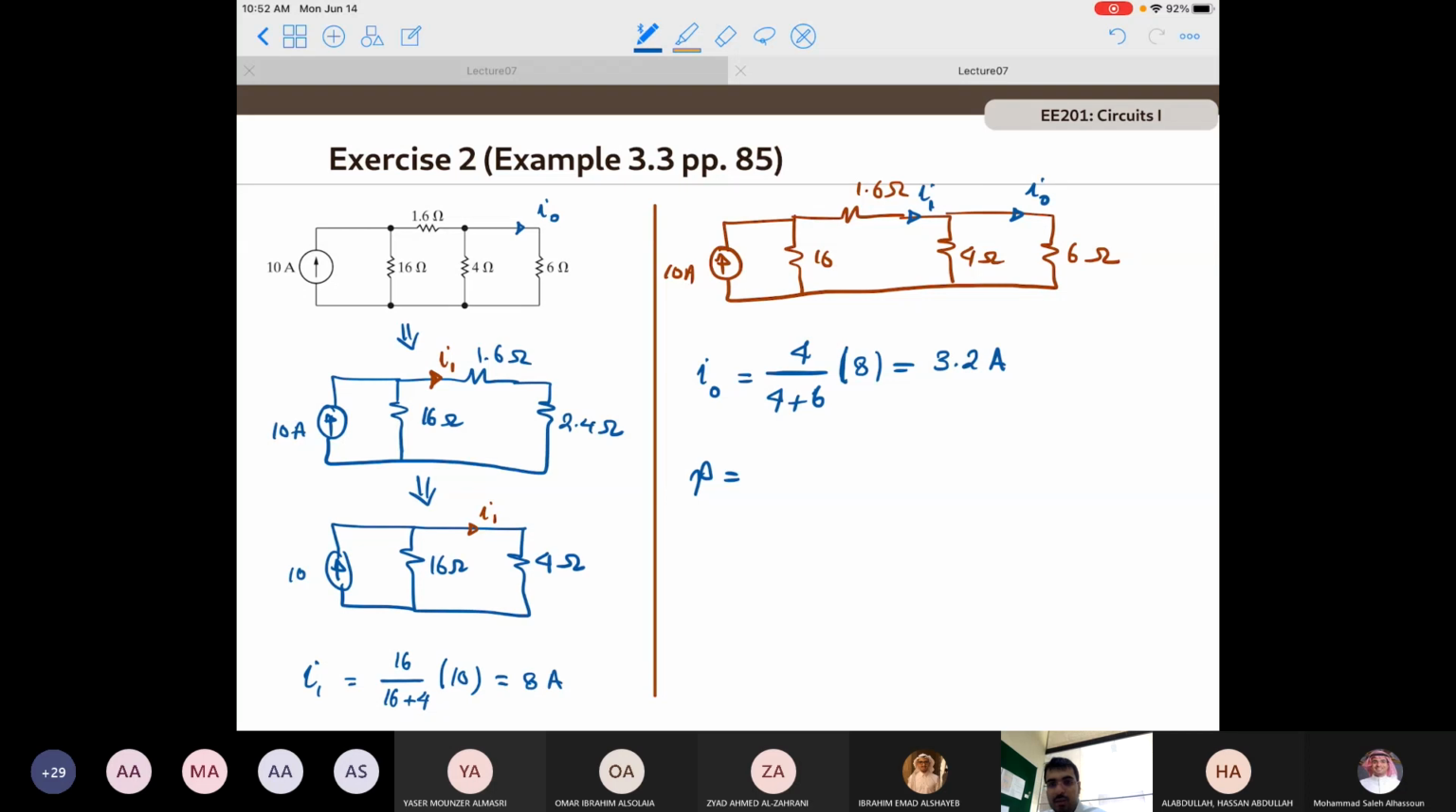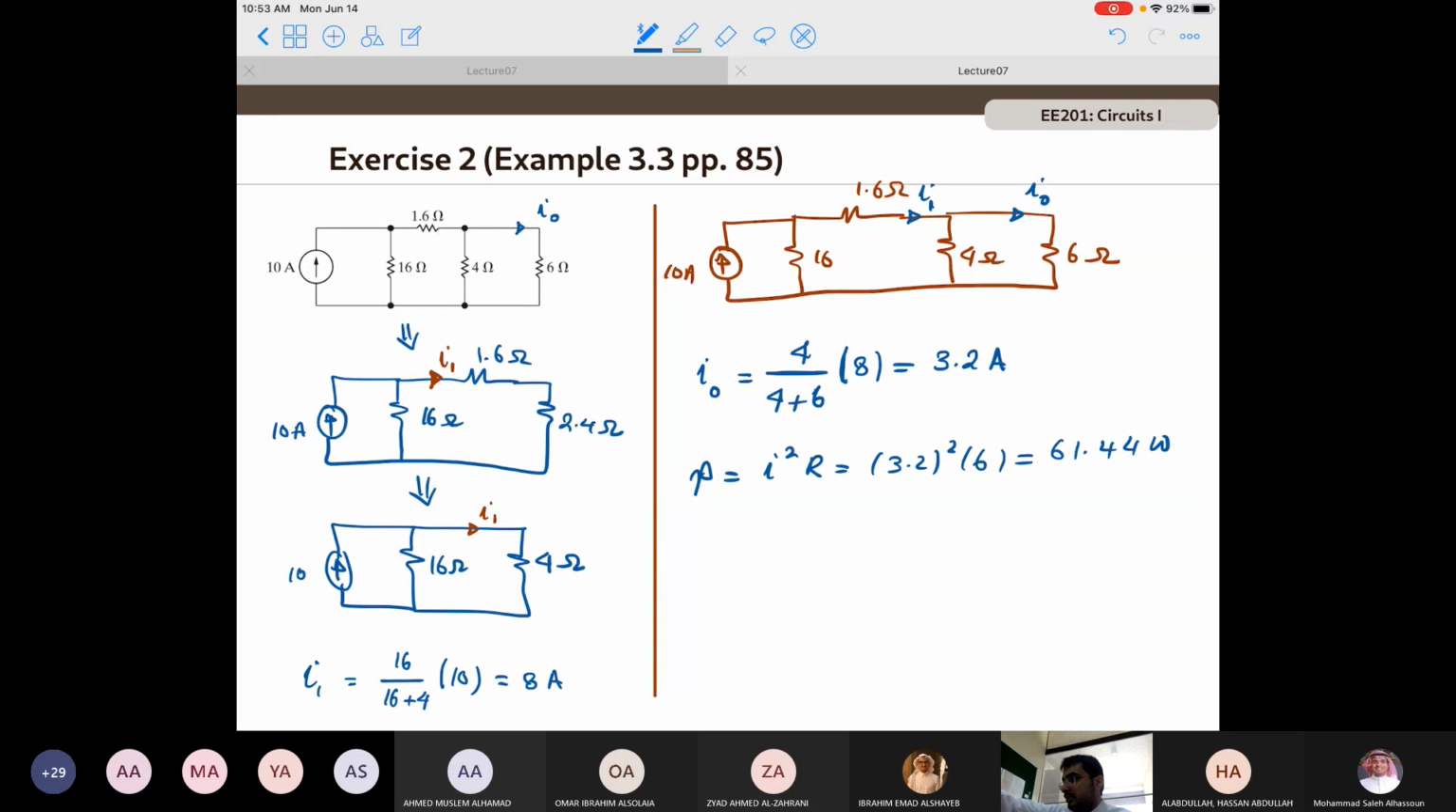Ahmed Al-Hamad. Ahmed Al-Hamad, what's the power? It's I squared times R. Okay, I squared multiplied by R, so it's going to be 3.2 squared multiplied by 6, which equals 61.44 watts. Okay, very good.